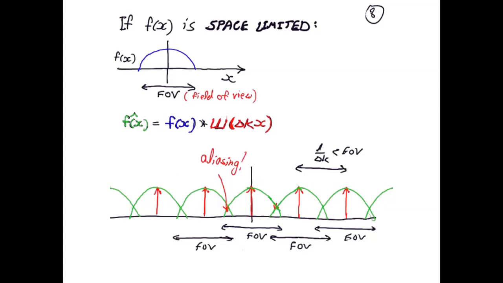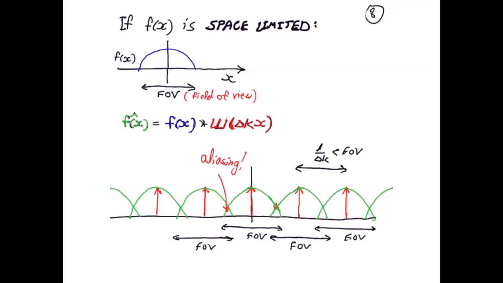Right? So what I need to do is sample in the frequency domain at a rate which is smaller than 1 over the field of view. That's pretty much what it says here, right? So 1 over delta k needs to be bigger than the field of view, or the field of view needs to be smaller than 1 over delta k. Okay.